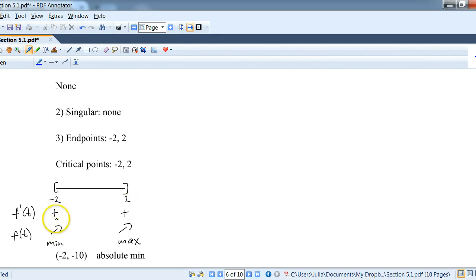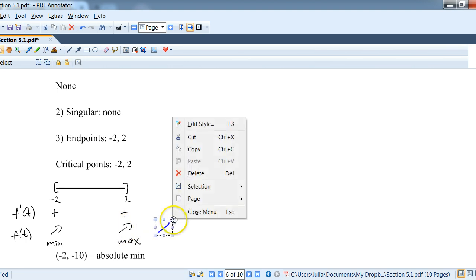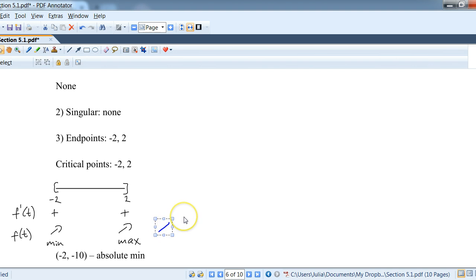You can plug them both into the derivative, which was 3t squared plus 1. Both negative 2 and 2 would give it a positive value. That's why they're both plus. So the sign never changes. But nevertheless, you can still tell it's positive, so the function's coming up. So you actually have a minimum at that point. And it's also positive at positive 2, but this time it's the other way around. The function's coming up, so you have a maximum at that point.